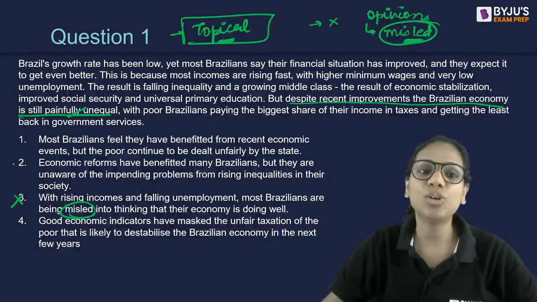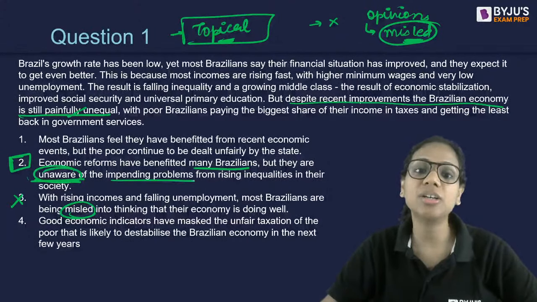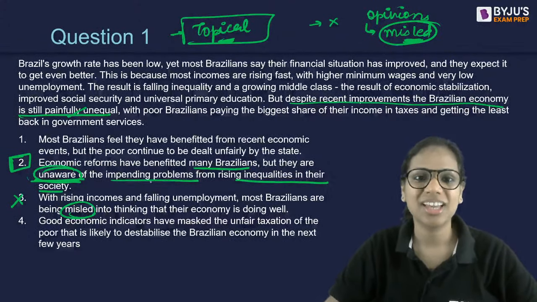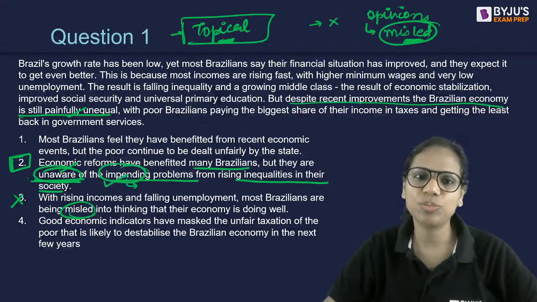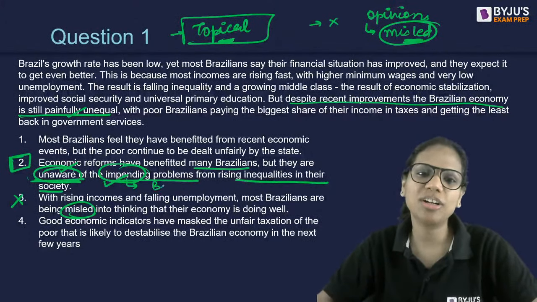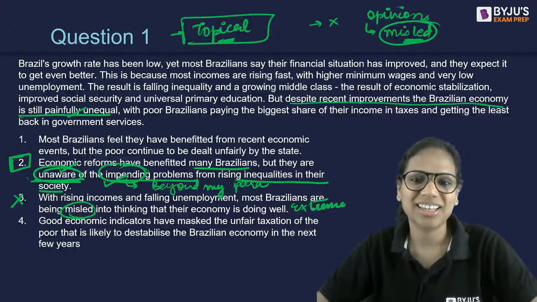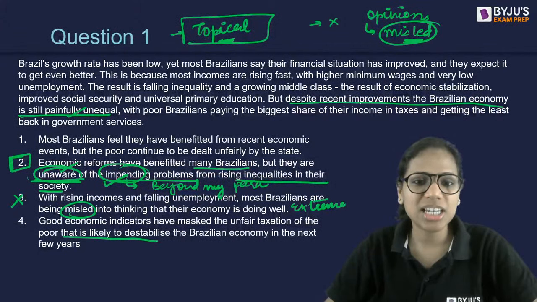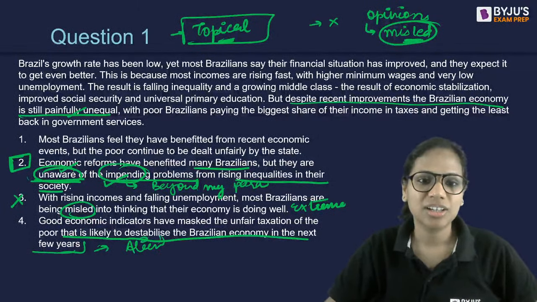Similarly, while a lot of you have given me this answer, tell me, has the author talked about this anywhere, that many Brazilians are unaware of the impending problems from rising inequalities in their society? Impending means problems that are going to come soon. Has this been discussed, that they are not aware? Not at all discussed. So, this goes beyond my paragraph. Beyond the paragraph, extreme. Then look at this: it is likely to destabilize the Brazilian economy in the next few years. This prediction is not even present, completely alien. So again, eliminated. The only option that is left here is one.